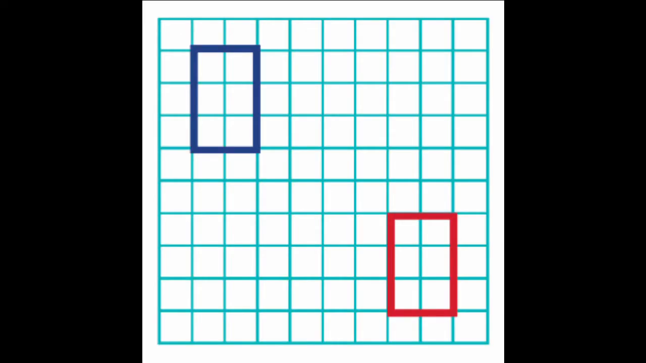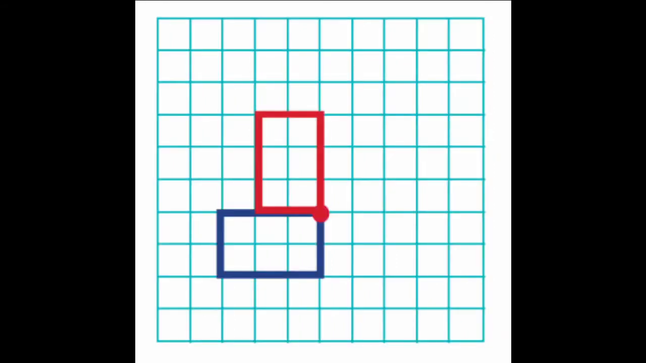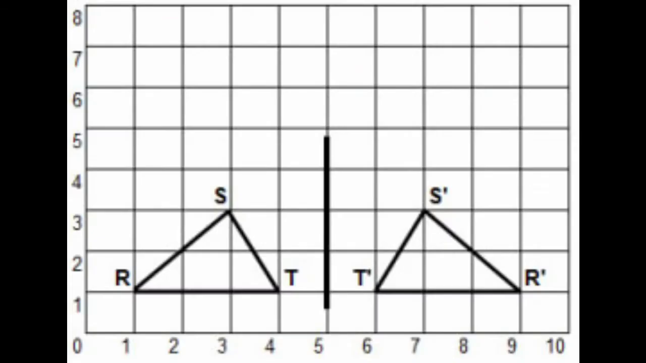Translation is where the shape is moved in any direction on the horizontal and vertical plane. Rotation is when the shape revolves around one stationary point. And reflection is where the shape is mirror imaged across one or both of the axes.